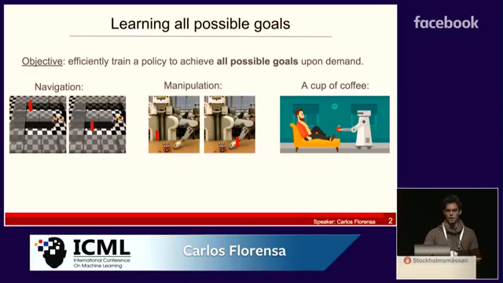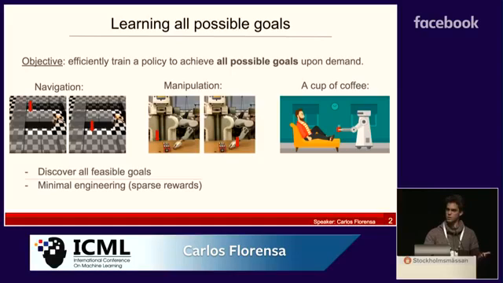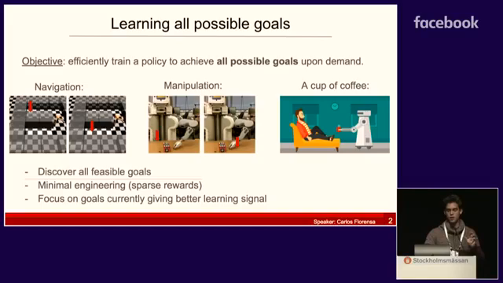We would like our algorithm to discover all feasible goals and have minimal engineering. As Roland was saying before, this implies having to deal with sparse rewards. At the same time, it should be efficient in a way that it focuses on goals that currently give better learning signal for the agent. All of this will be handled by our automatic curriculum approach.